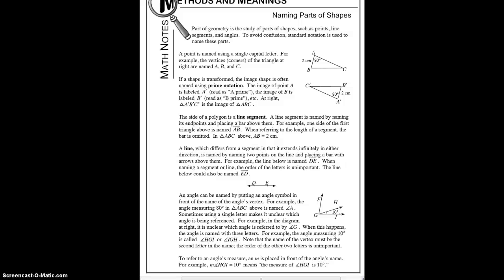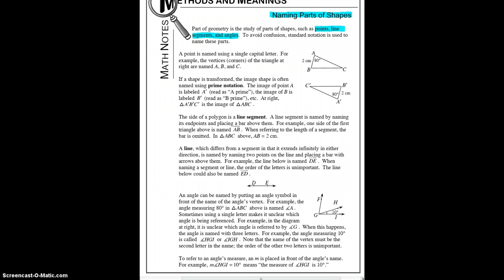Naming parts of shapes. A portion of geometry is the study of parts of shapes such as points, lines, segments, and angles. All of these parts are used to make up all of our shapes and our polygons we're going to be dealing with. So to avoid confusion, there's a standard notation that I'm going to require all of you to use in order to convey to me the answers to your homework questions and the answers to your test questions.